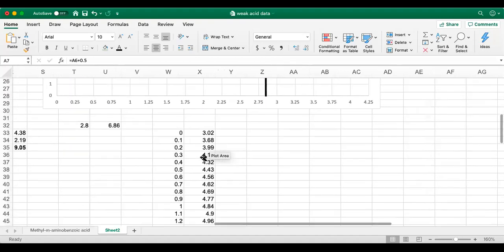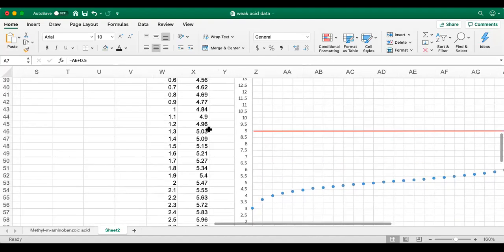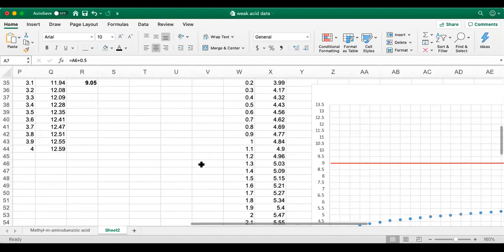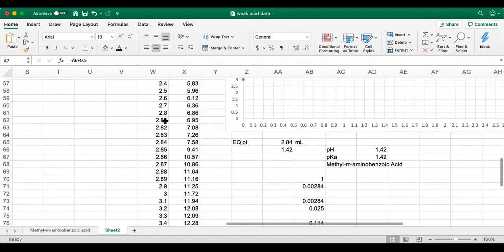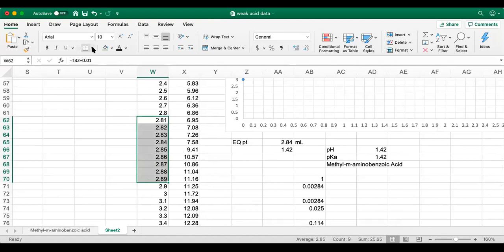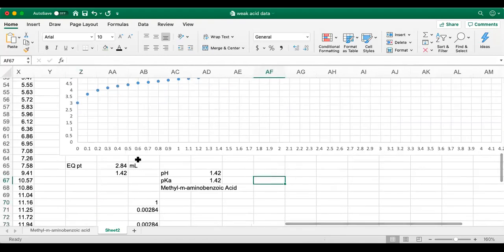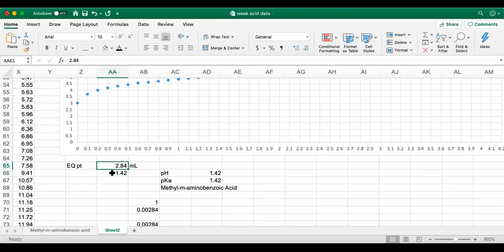And then I took it again and, within this region, I took it up even more. You can see right here in this region, I went up by 0.01. So I took another 10 data points and then created another graph where my data is even finer along here. From here, I get down to where I think my actual equivalence point is and my half equivalence point.